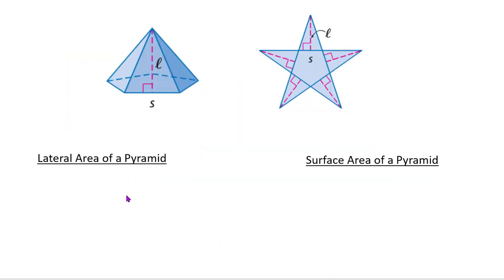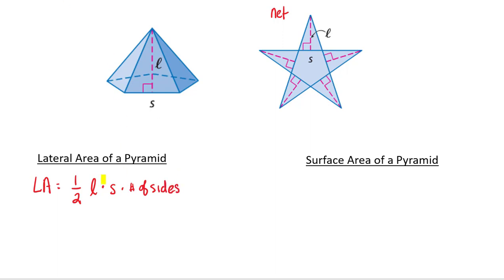Okay, surface area of pyramids and cones. The lateral area of a pyramid. So this is a pyramid when it's all put together. This is called a net. Basically, if I were to cut along all the edges and fold it out flat, you see that each one of these sides is a triangle. So the lateral area is 1/2 the slant height, because that's the altitude, times the side length, times the number of sides.